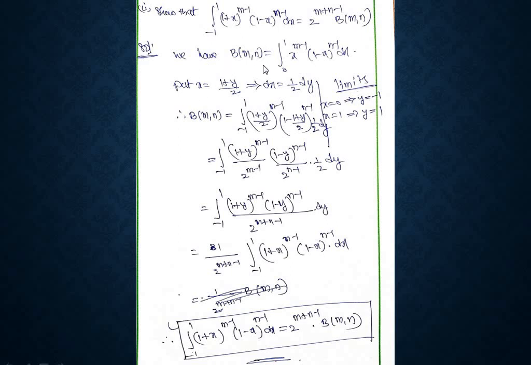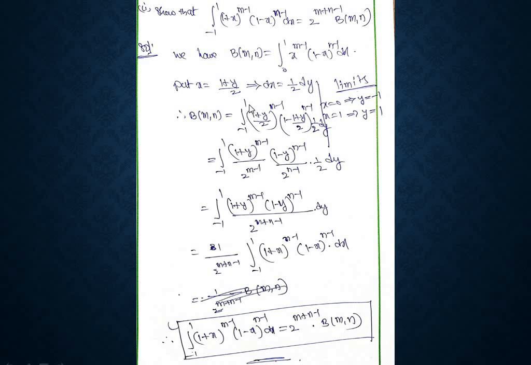So we have beta of m comma n is equal to integral 0 to 1 x power m minus 1 into (1 minus x) power n minus 1 dx. Okay, this is the basic definition of the beta function. So put x is equal to (1 plus y) by 2. This substitution is very important. Taking the differentiation on both sides, we have dx is equal to 1 by 2 into dy, and if you look at the limits, when x is equal to 0, y will become minus 1. When x is equal to 1, y is equal to 1. So the limits 0 to 1 will become minus 1 to plus 1.